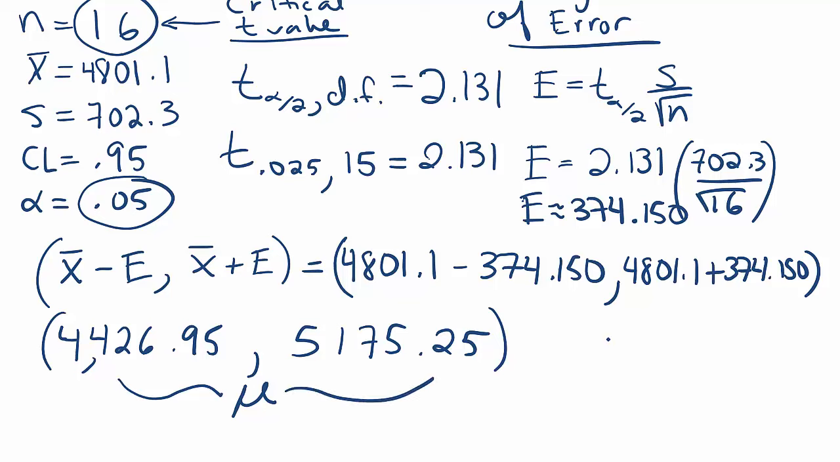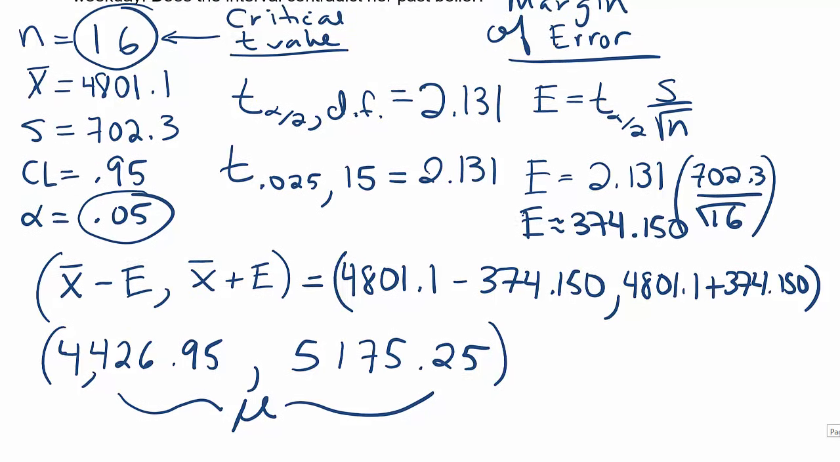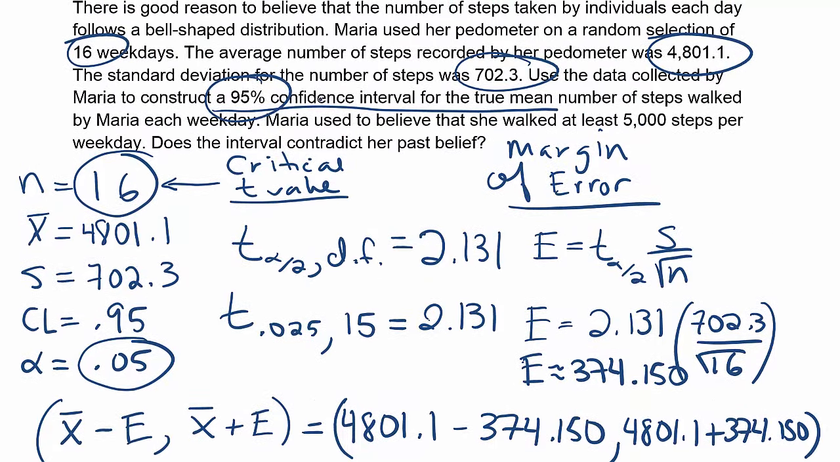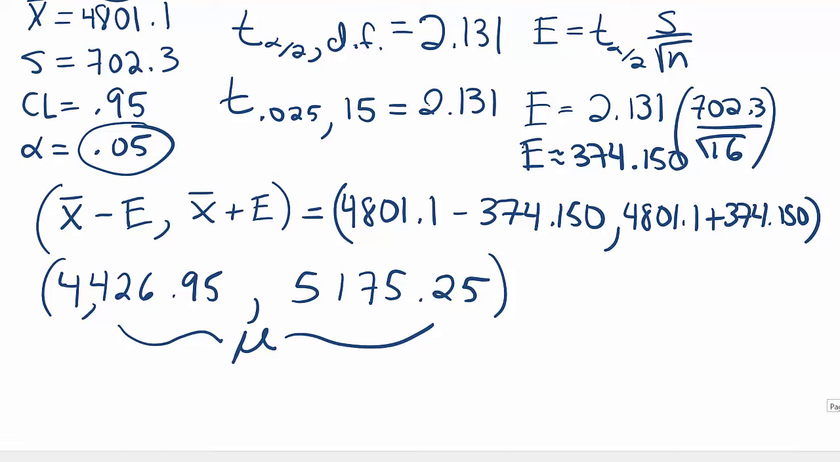Okay, let's see now if we can answer the follow-up question they asked us, the interpretation question. So they say, hey, Maria used to believe that she walked at least 5,000 steps per weekday. Does the interval contradict her past belief? So she used to think she walked 5,000 steps or more per weekday. Does this interval contradict that statement? I'm going to say it does not contradict that statement.